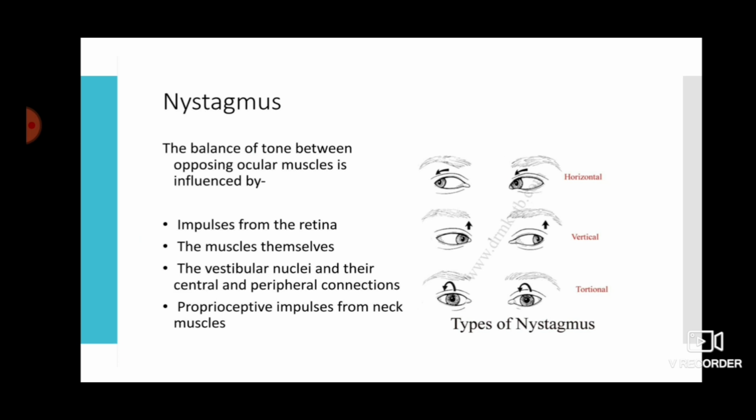Nystagmus can be horizontal nystagmus, that is the movement of the eye side to side. It can be vertical nystagmus, that is abnormal jerky movement of the eye up and down. It can also be rotational nystagmus. These are the types of nystagmus which can be observed. Any one type can be seen.